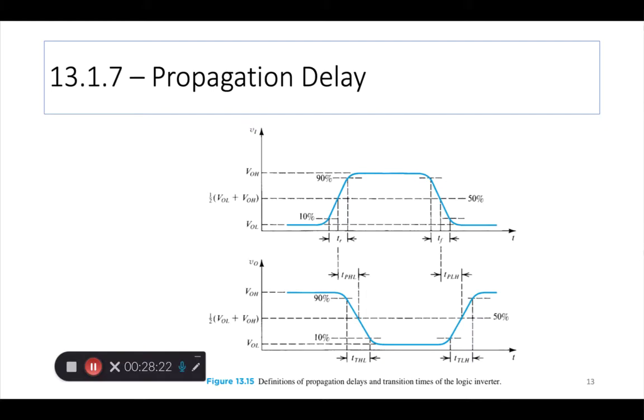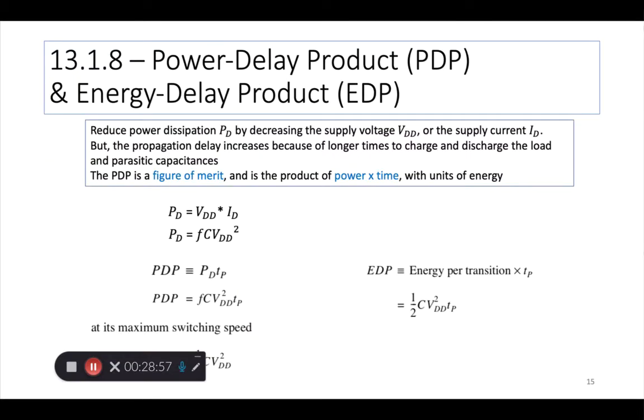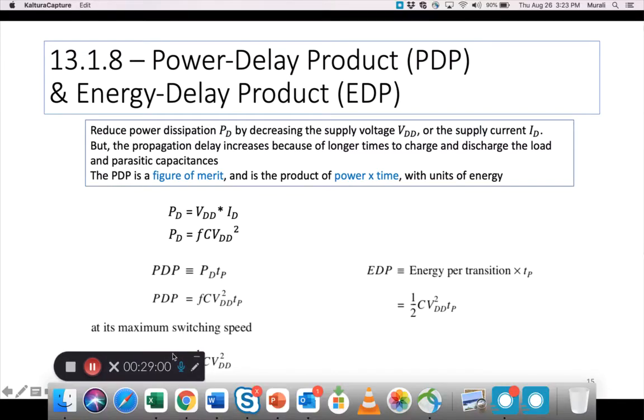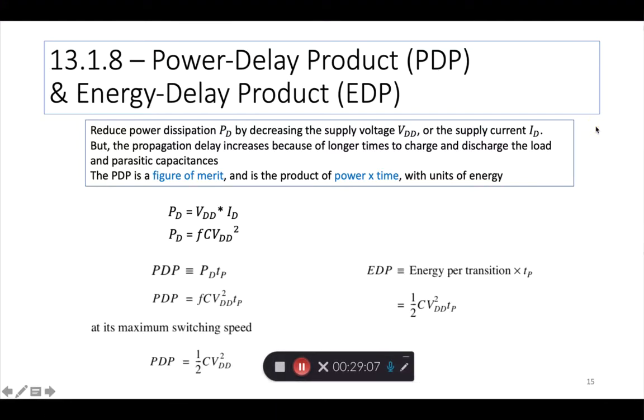So high to low full time, which is from 90% to 10%, that's THL. TPHL is not the full time, but it's half the time. But the more important concept is the TPHL and the TPLH. Make sure you understand that very well, because we use a lot of those times in problems and other material. Okay, speaking of problems, there are some problems that we will come back to in my next recording. But let's move on. There's a couple more definitions.